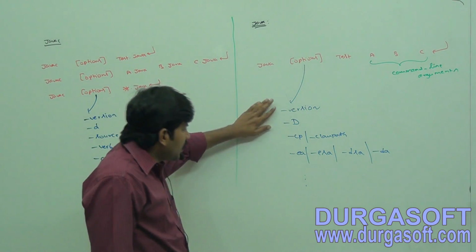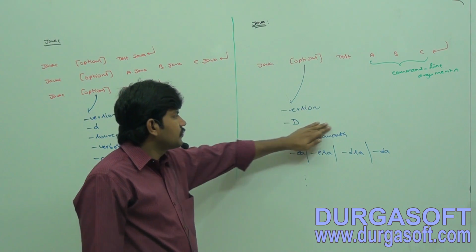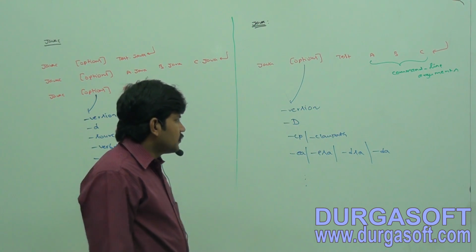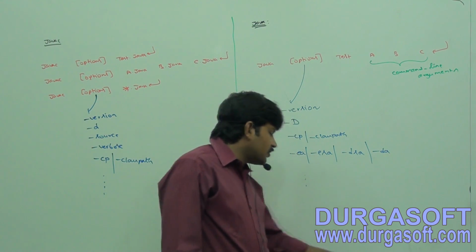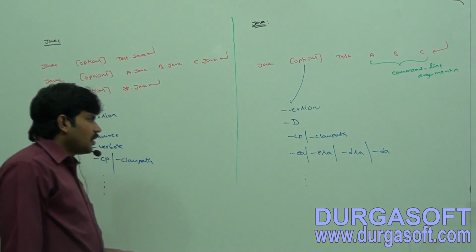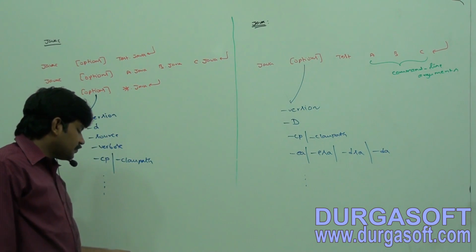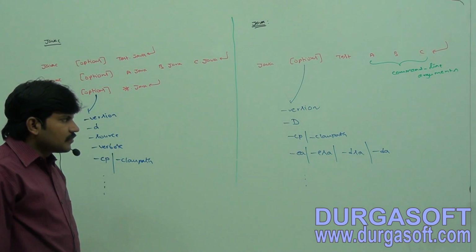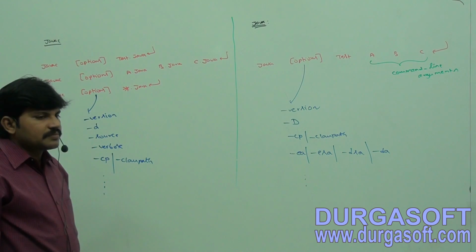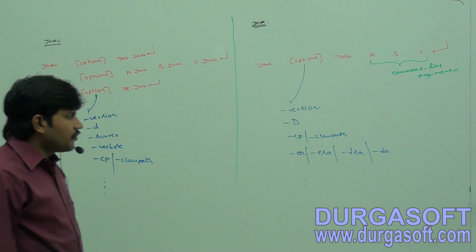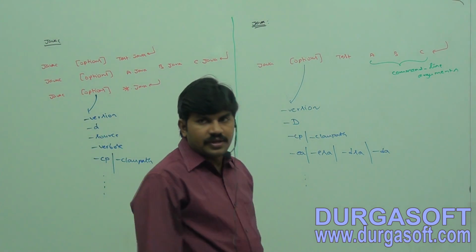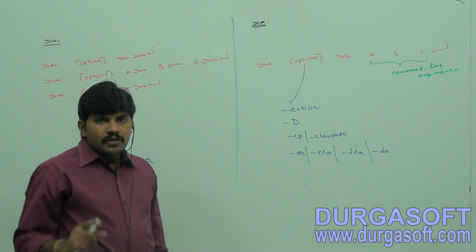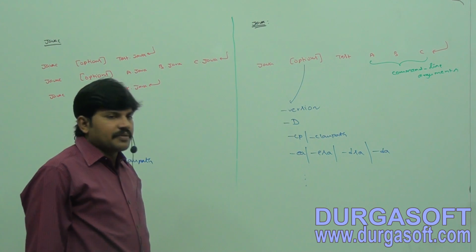Sir, options: hyphen version, next hyphen capital D, hyphen cp or hyphen classpath, hyphen ea, hyphen esa. Like, these are various things which you people should be aware of. Completed, right? Okay, but here one point you people should be aware of.